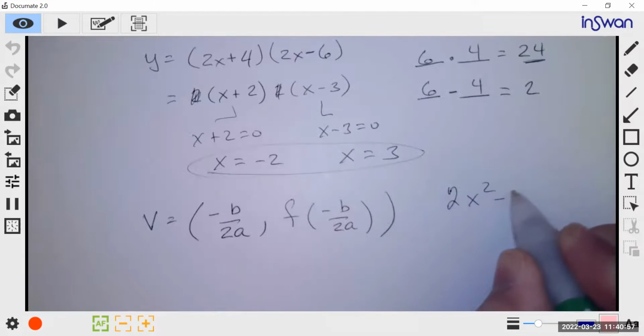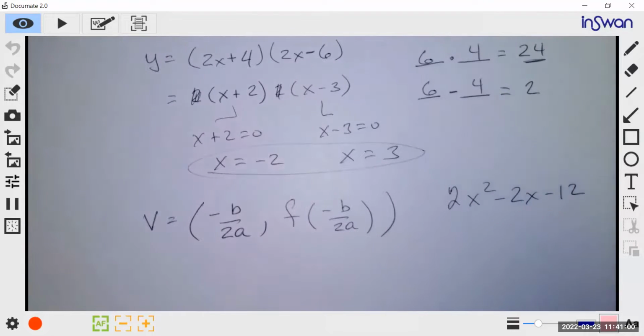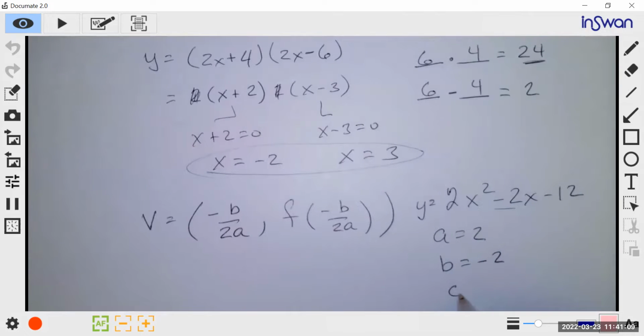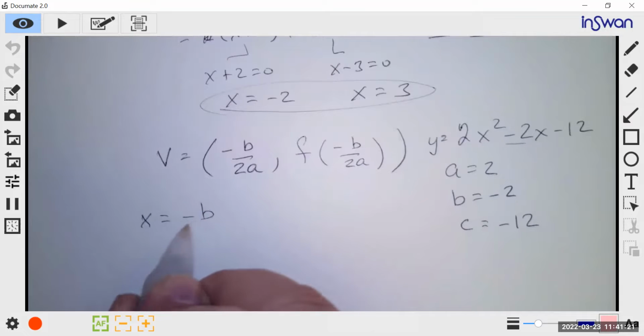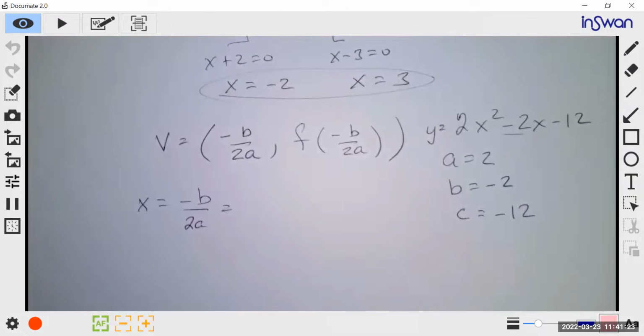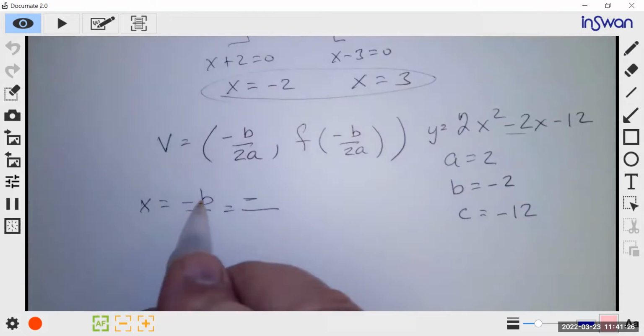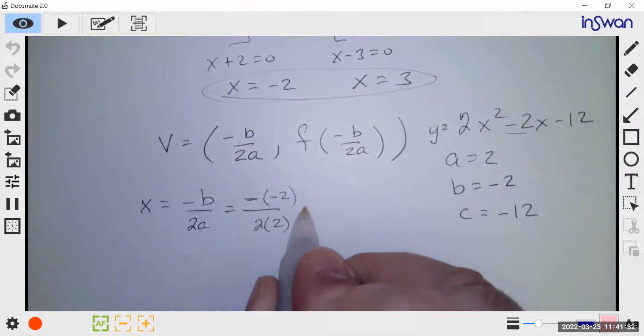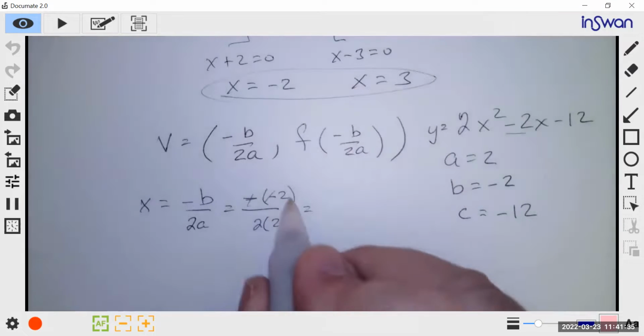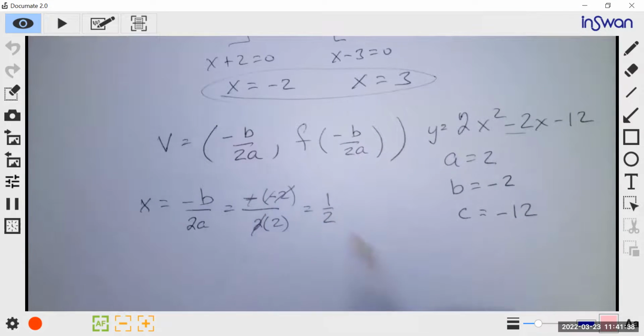Our equation was this. So a equals 2, b equals -2, and c equals -12. The x value is -b over 2a. Negative. B is -2 over 2 times 2. Negative and negative is a positive. 2 cancels, so it's 1/2.